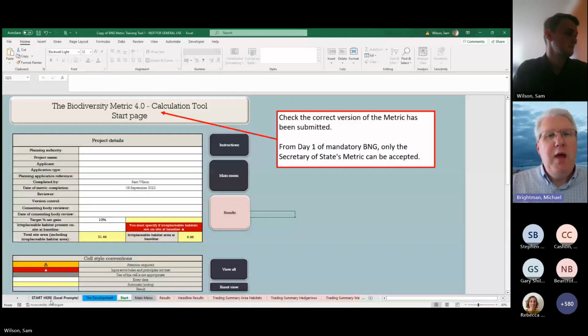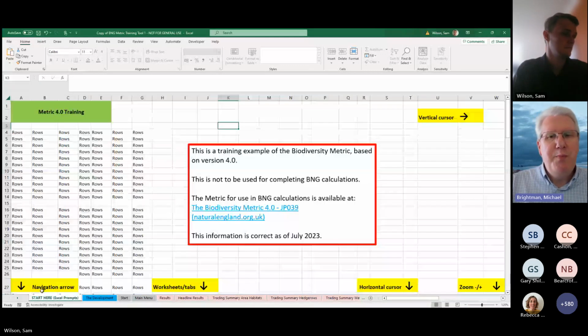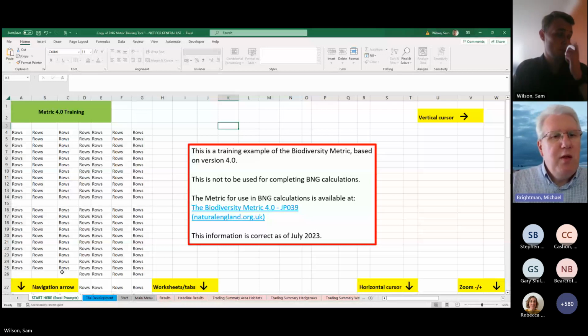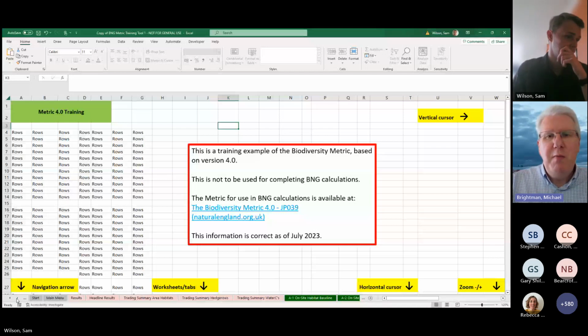You'll see that a number of the worksheets aren't fully visible. They sort of disappear halfway to the right across the bottom of the page. To be able to see all those that are present, then you can use the two little left and right arrows, bottom left of the metric, and that moves you along those tabs so you can see the ones that are hidden.